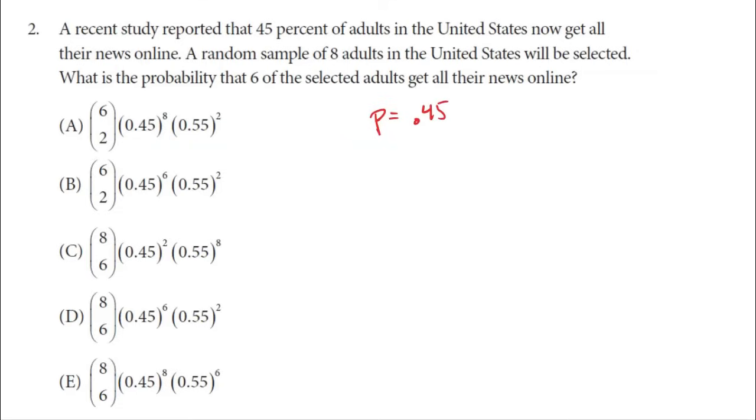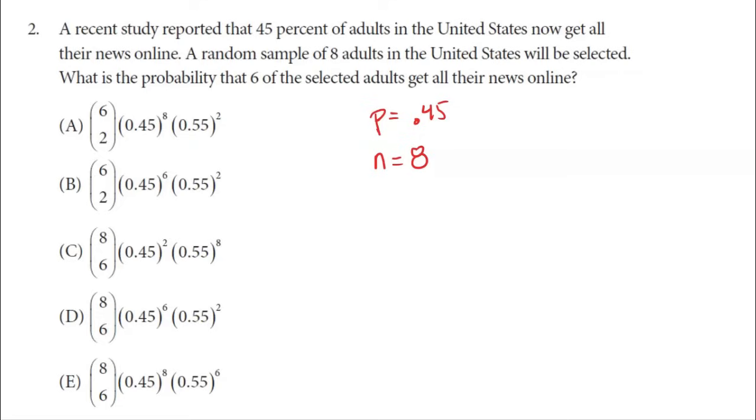Now I do have to assume that that number is going to stay the same. It's not affected by what happens to the previous person. One person is not going to be impacted by the next, and we can assume that's true. And I'll talk a little bit more about that in a second. We're also told our sample size is 8. So that means, again, whatever happens to that first person, whether they get their news online or they don't, is not going to impact the next or the next or the next person. That's the idea of independence.